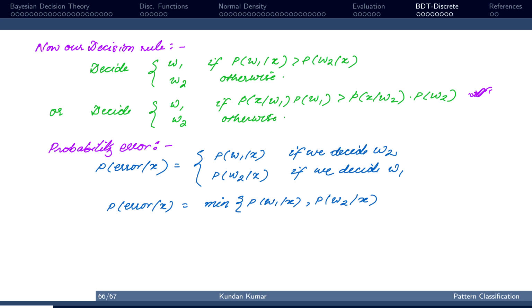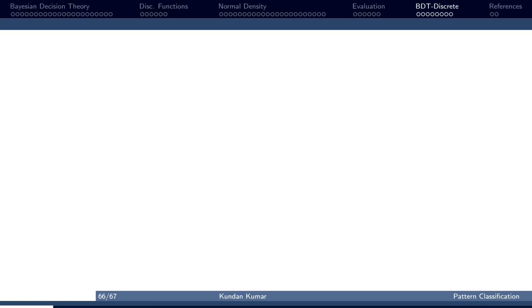So in this case, we have considered only a one dimensional feature, that is x, and only two classes. So now we can generalize this Bayes decision rule by considering the different cases. So how can we generalize the Bayes decision rule?